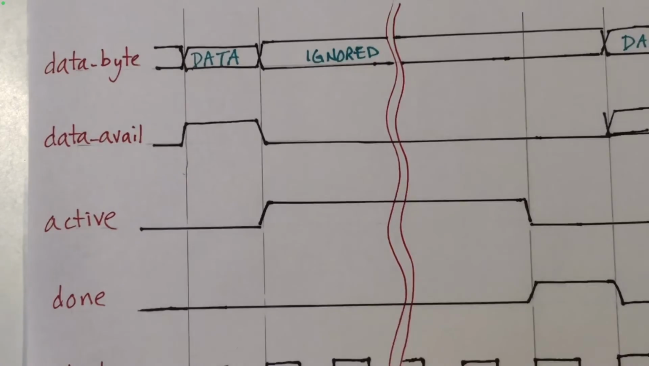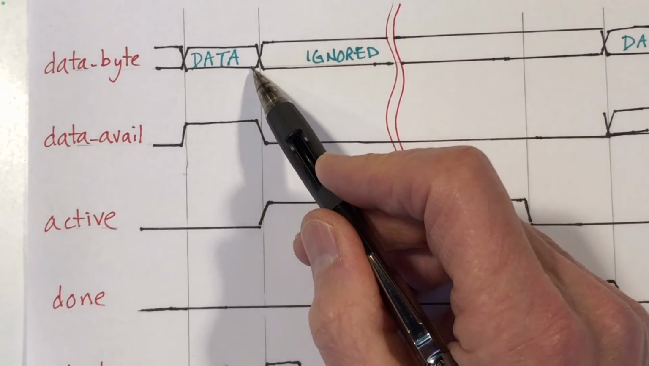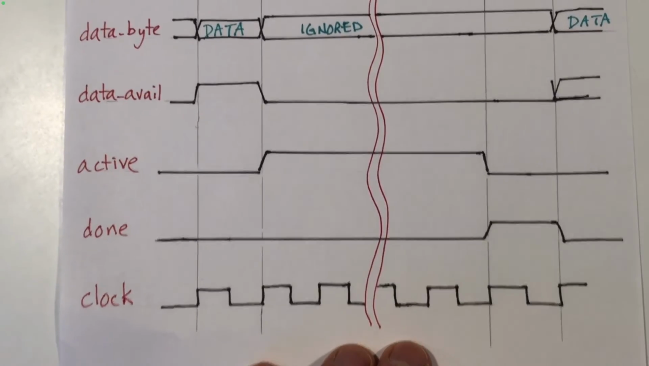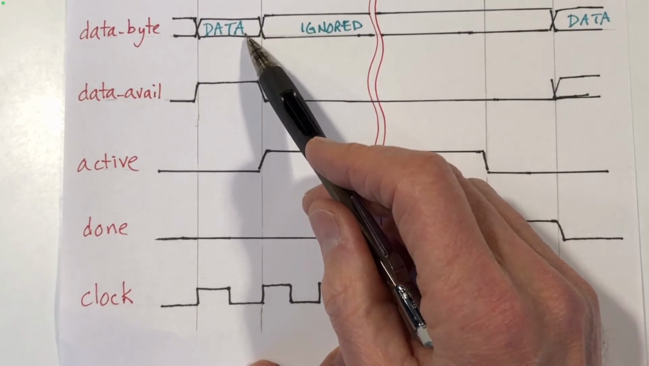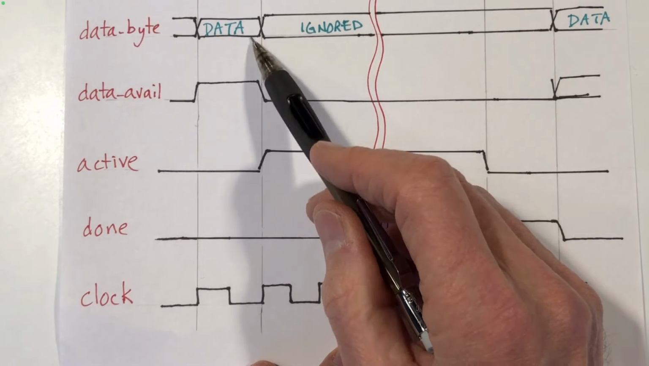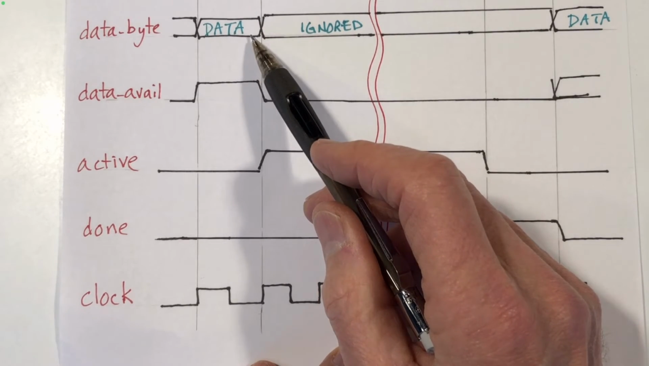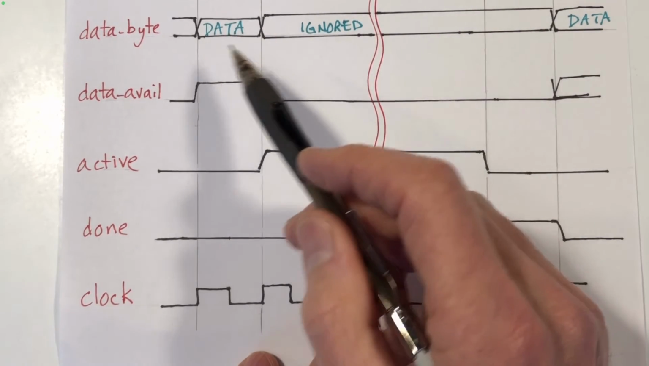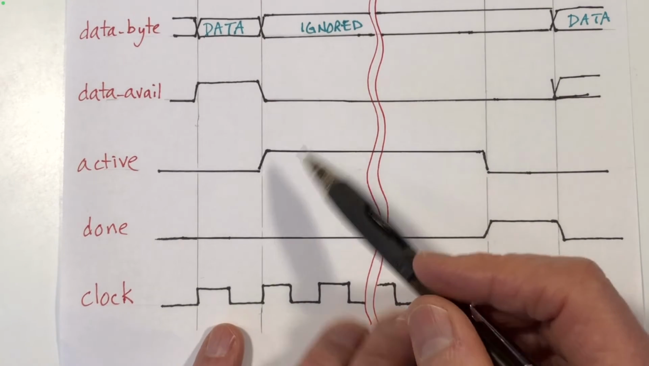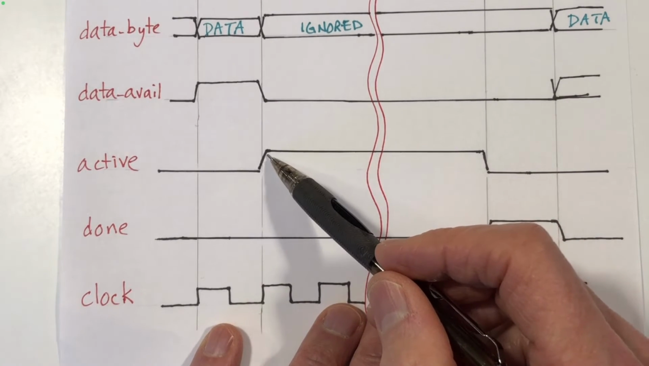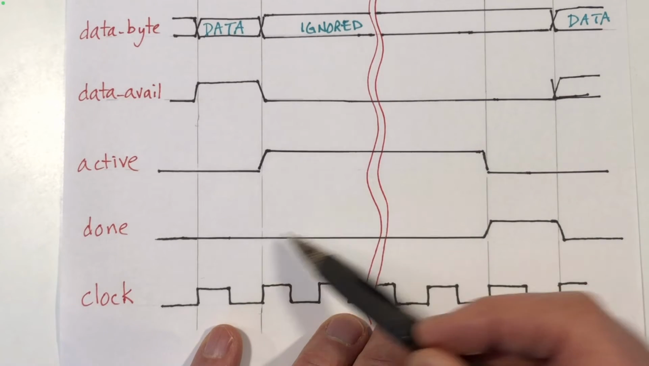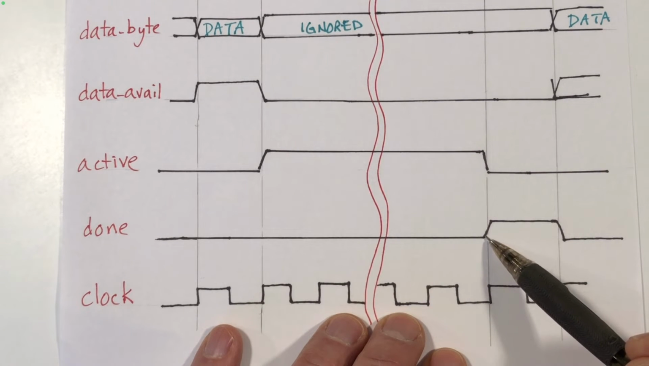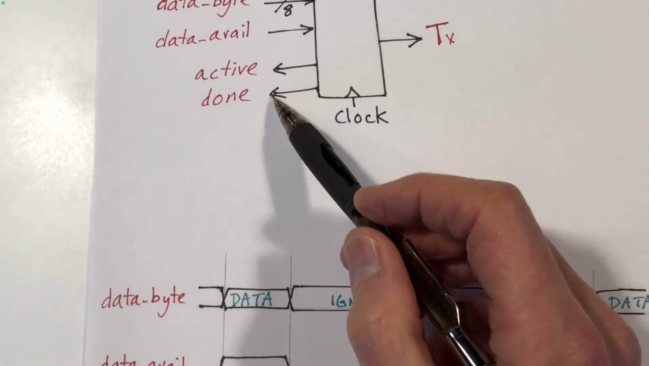The data available line will go high for only one clock cycle to indicate that we have valid data. Our circuit will need to latch this data into a register and keep it there for the duration of the transmission. While the transmission is occurring, this output line called active should be held high, and then at the end of the transmission, the done output will go high for one clock cycle.